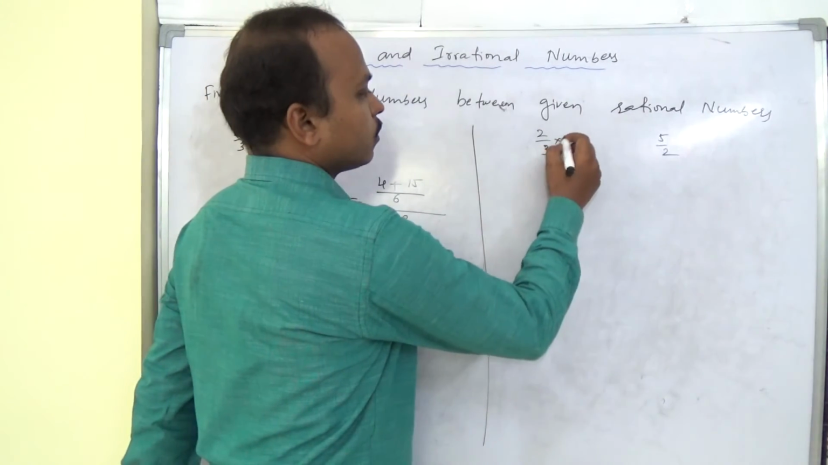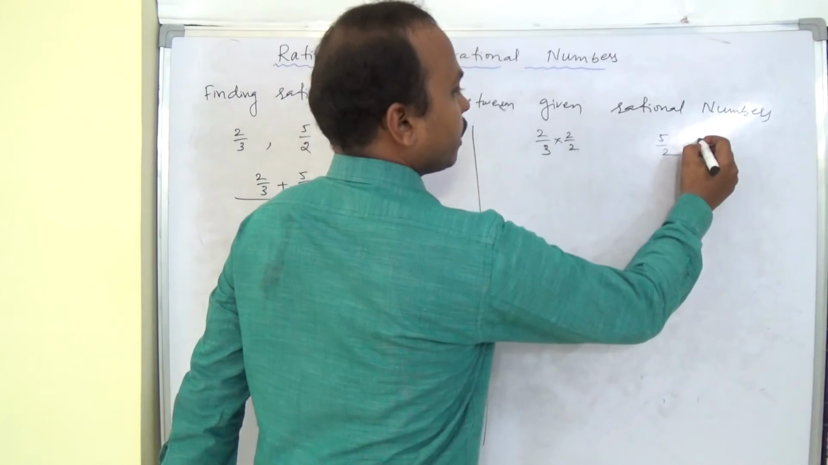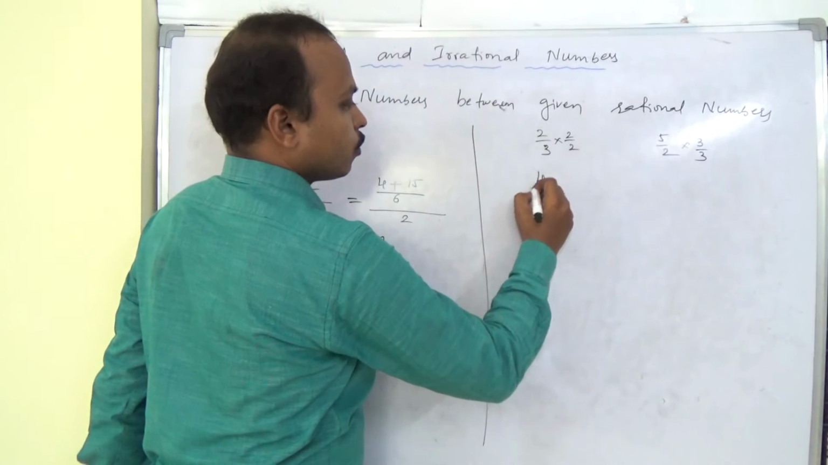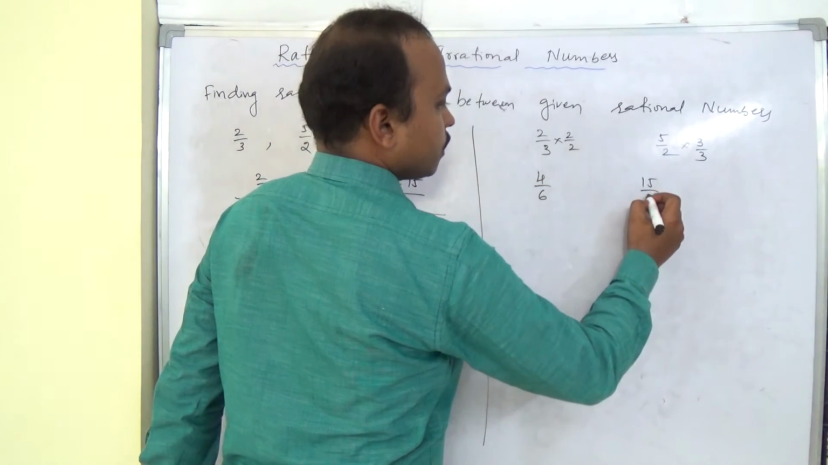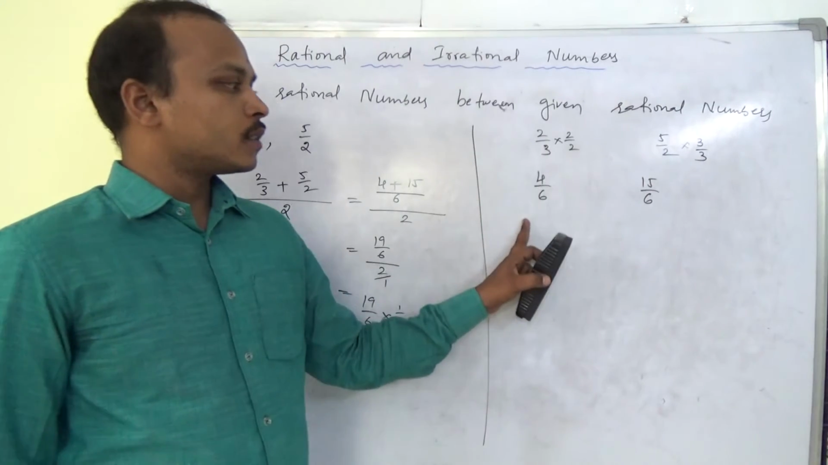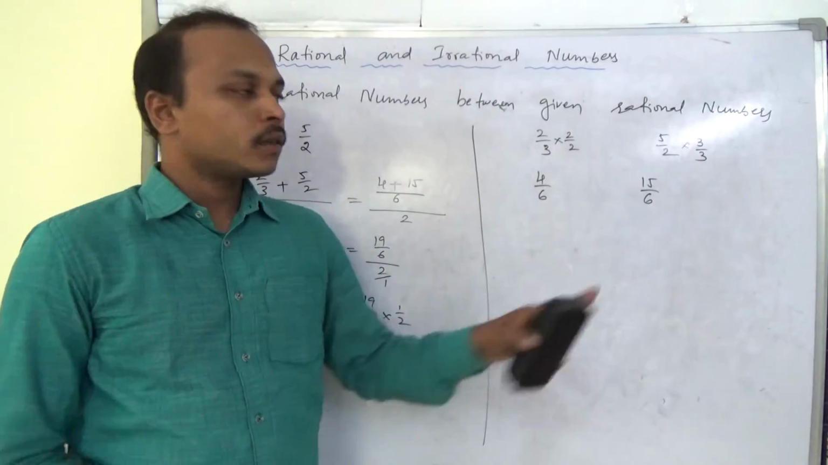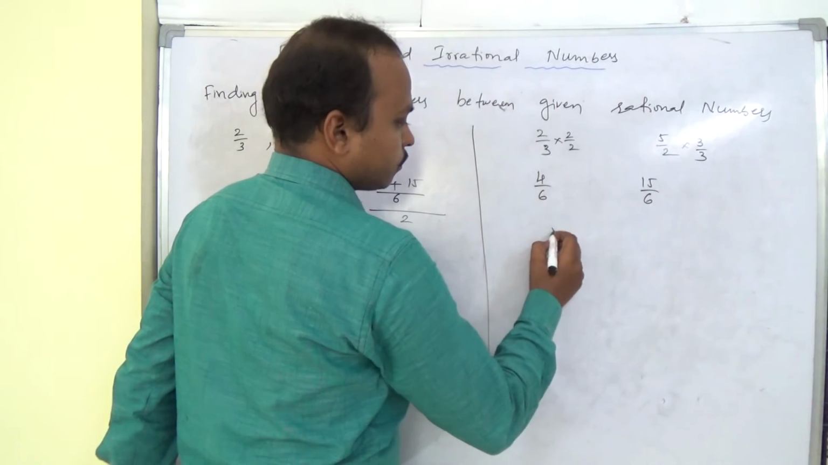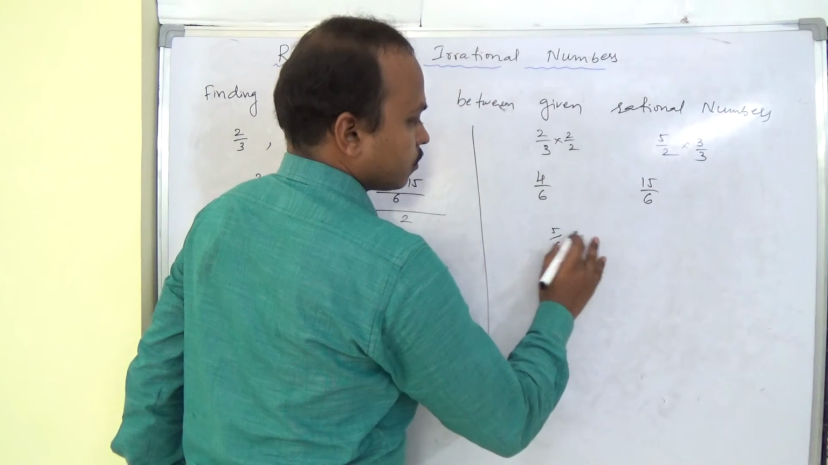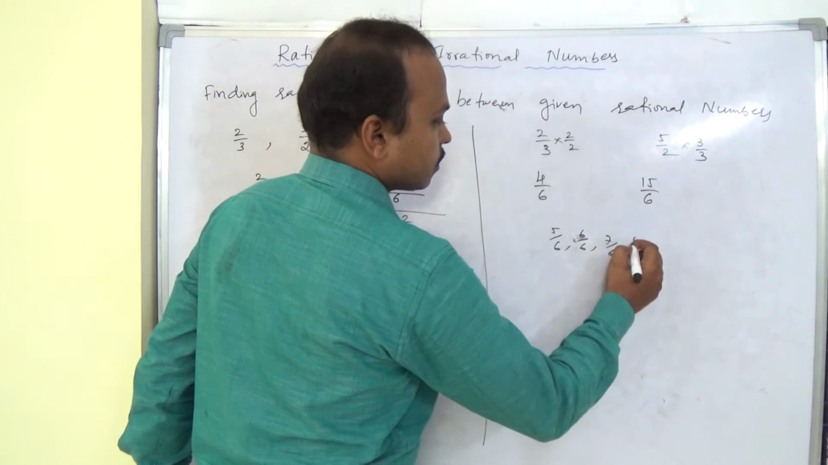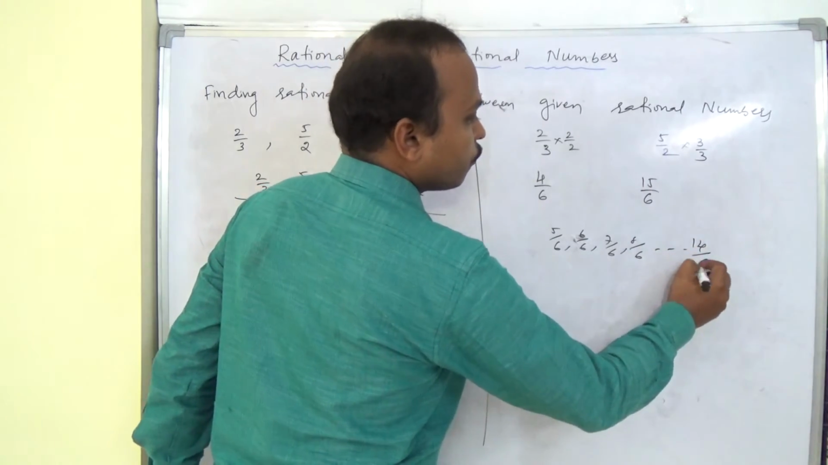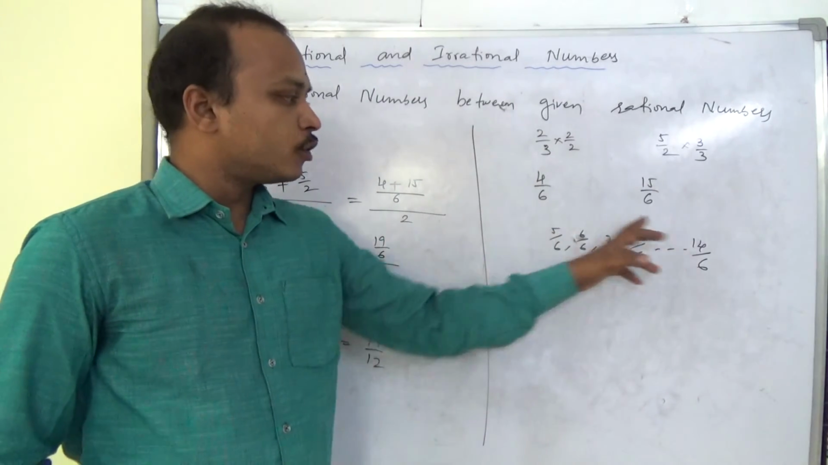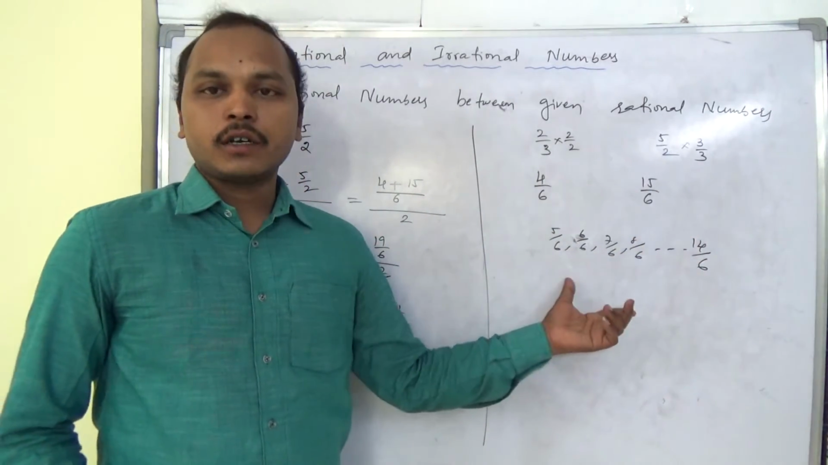So this is 2 by 3. Multiply with 2 by 2. This is 5 by 2, so multiply with 3 by 3. Now this is 4 by 6, and this is 15 by 6. 4 by 6 is one rational number, 15 by 6 is one rational number. Now in between we can write many rational numbers. What can we write in between? 5 by 6, 6 by 6, 7 by 6, 8 by 6, up to 14 by 6 I can write. From 5 to 14, that is 10 rational numbers.